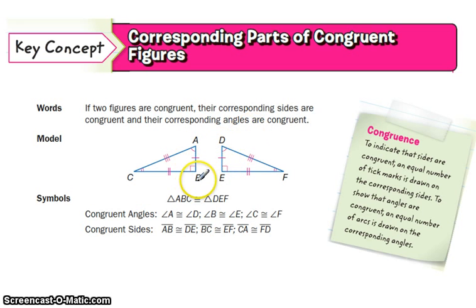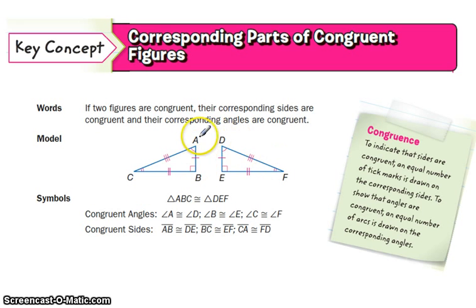Okay, let's look at side BC. Well, side BC has two tick marks. So we go over to this figure and we look, EF has two tick marks. So BC and EF are congruent because they have the same number of tick marks. And again, side AC has three tick marks. So we come over to this figure and we look, well, what side has three tick marks? DF does. So those two sides are congruent.